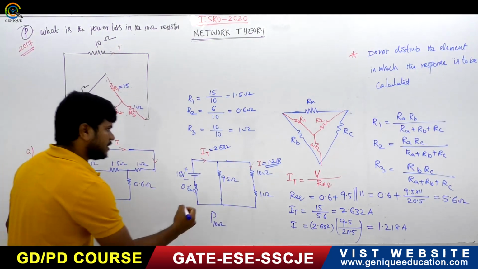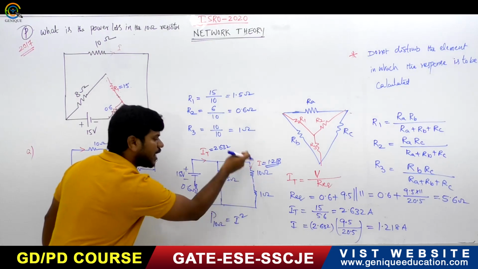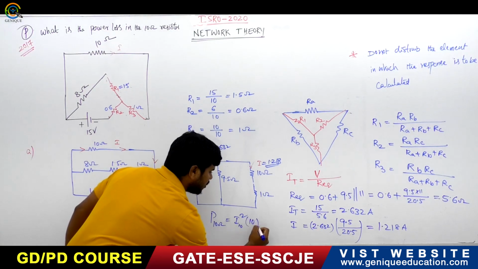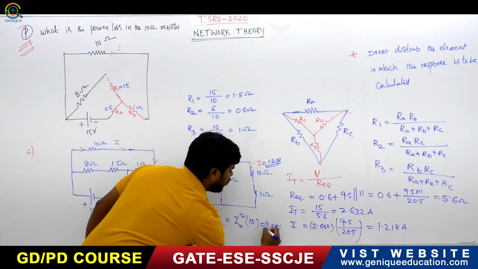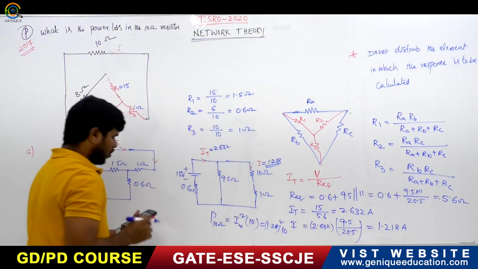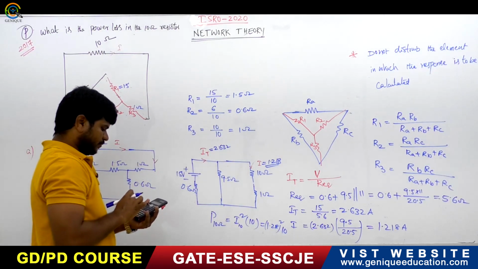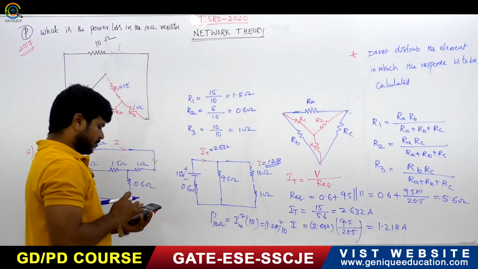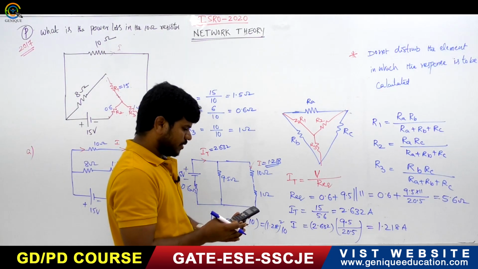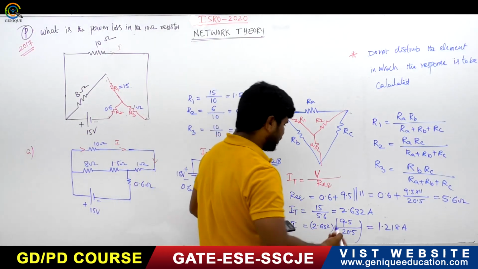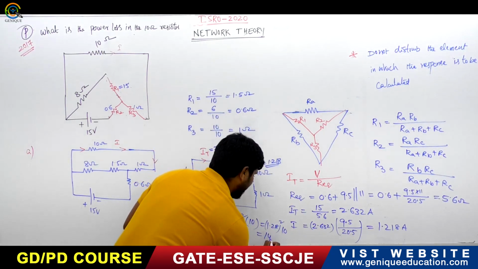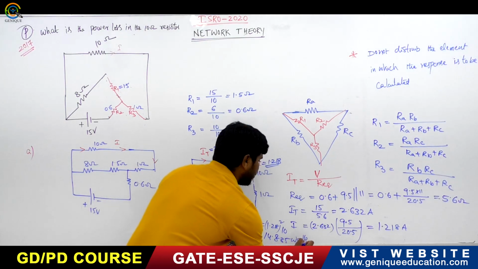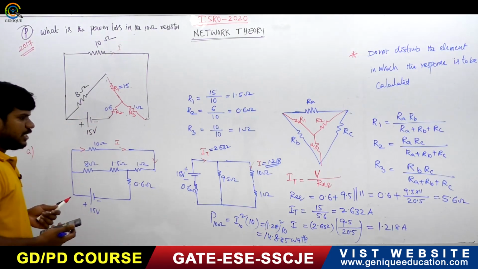The power in the 10 ohm resistor is equal to I squared, where I is the current in the 10 ohm resistor, into 10 ohms. So this will be 1.218 whole squared into 10. The answer is 14.835 watts.